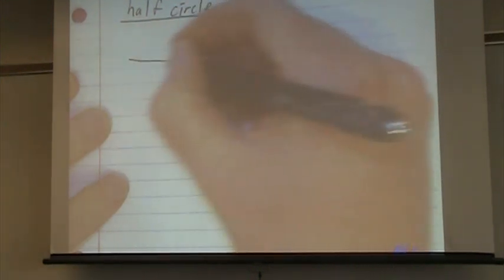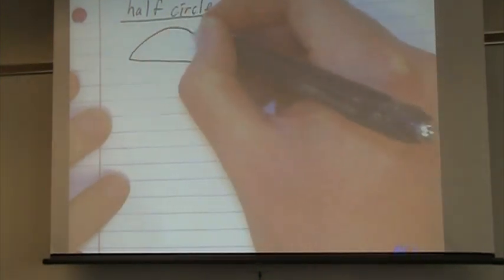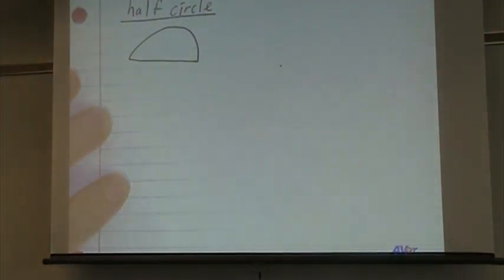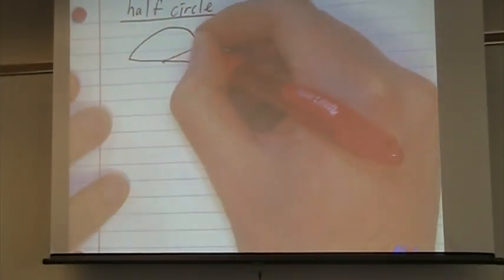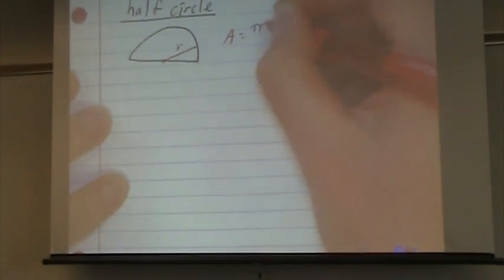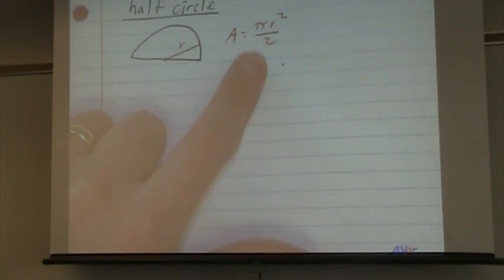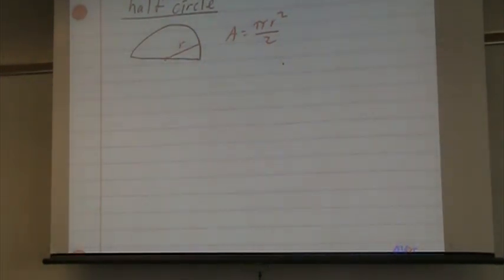You know a half circle looks kind of like that. And we have a radius. And your area equals pi r squared divided by 2. So that's the only new part. Again, something you probably already know, but we do use it with complex shapes.